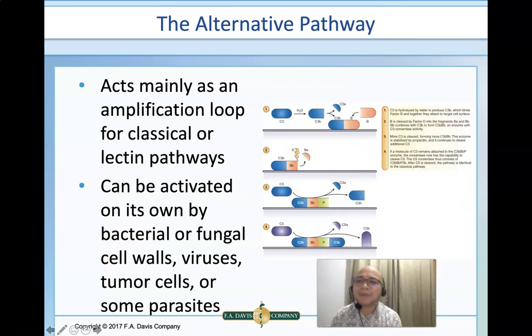The alternative pathway acts as an amplification loop for the classical or lectin pathway. So what do we mean by loop? Loop means it is happening over and over again. That's what we meant by loop. The alternative pathway can be activated by bacterial and fungal cell walls, viruses, tumor cells, or even some parasites.